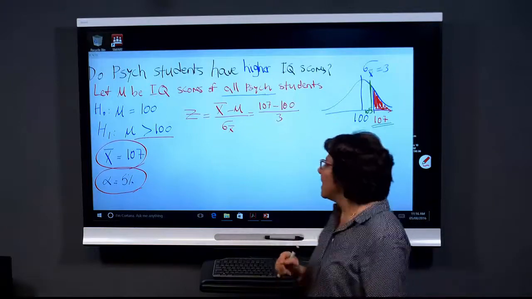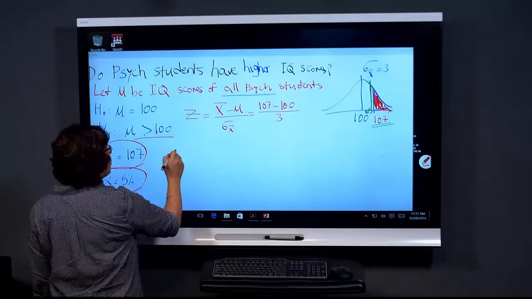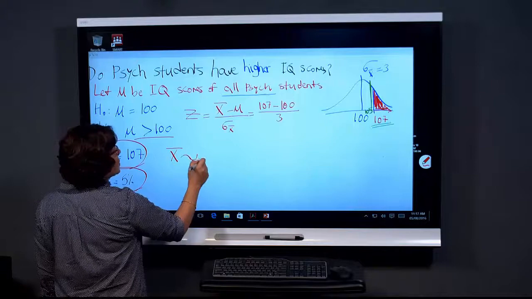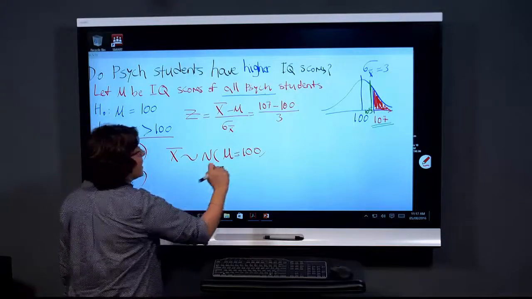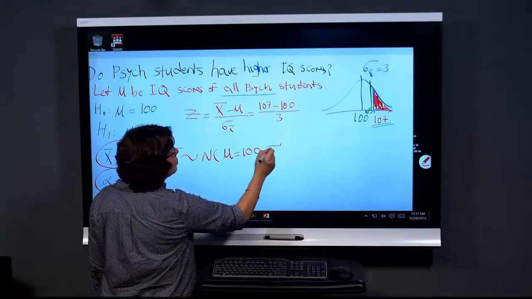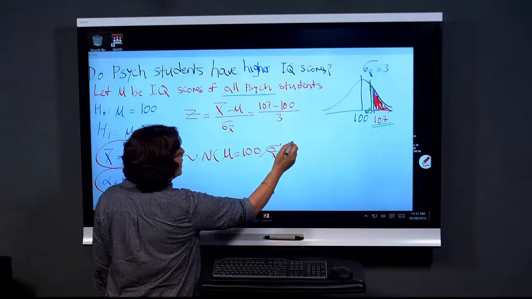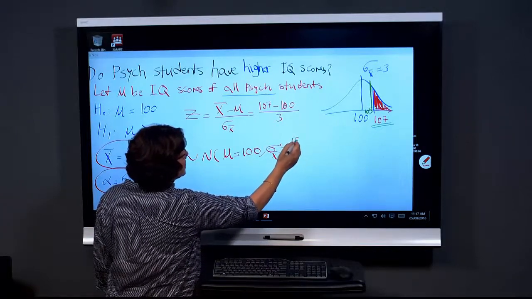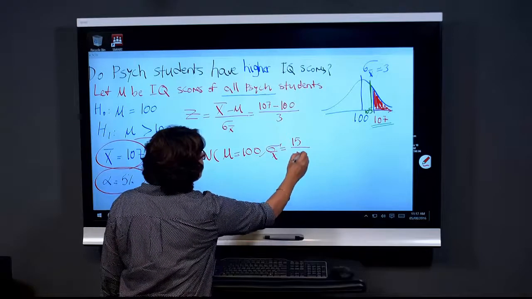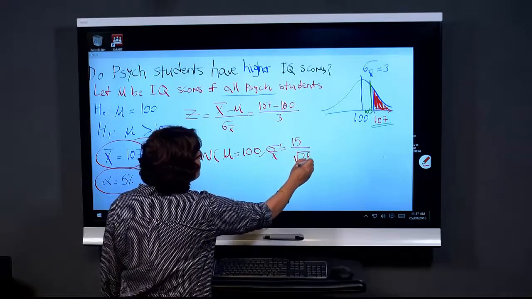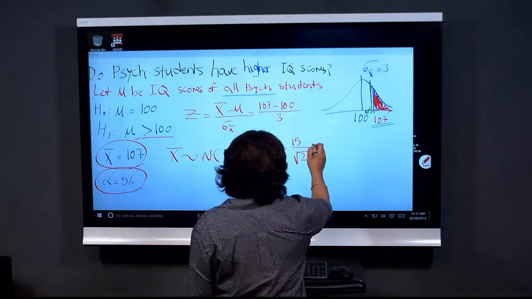So the comparison distribution here would be: X bar is normally distributed, mu is the same as 100, but sigma would be sigma of X bar, or the standard error, and that would be 15, which was the sigma of the population of individuals, divided by the square root of the sample size. Here the sample size was 25. So sigma of X bar was equal to 3.